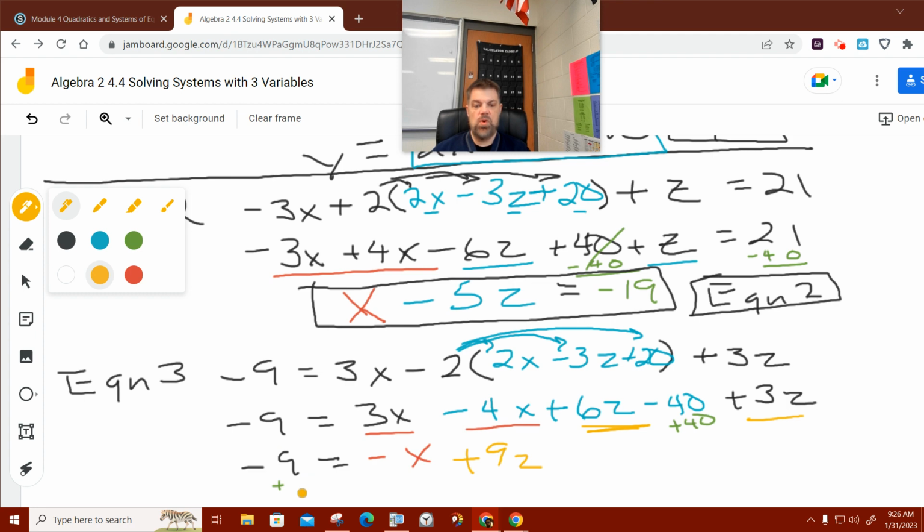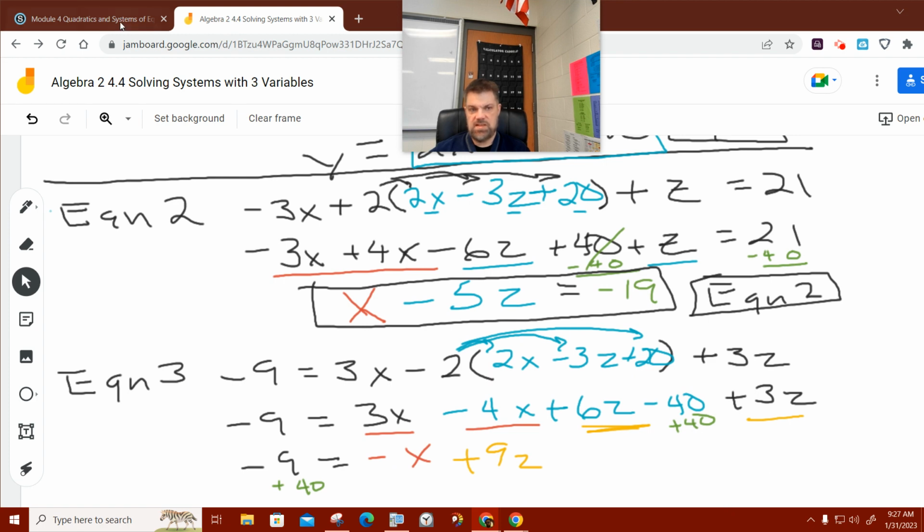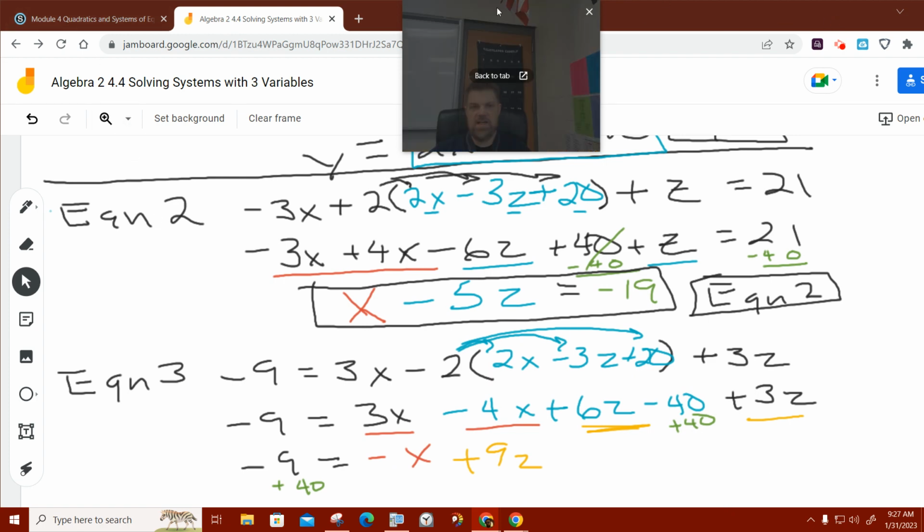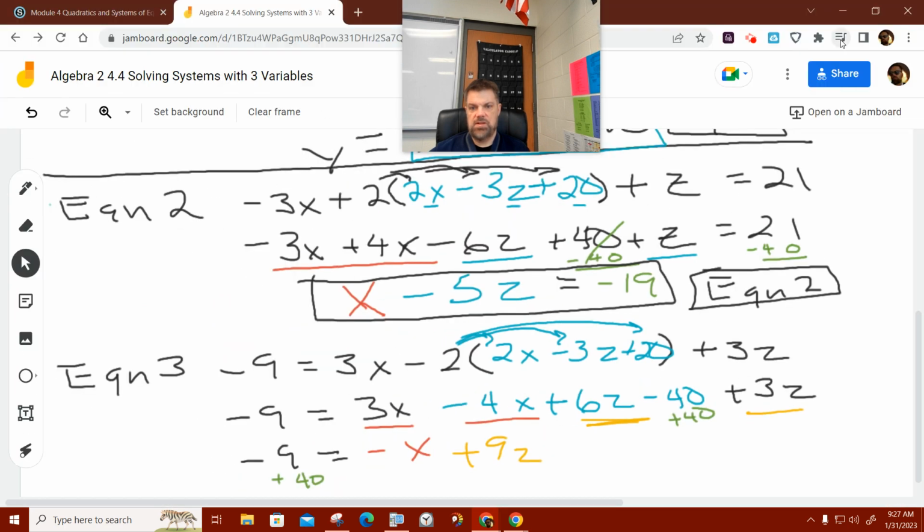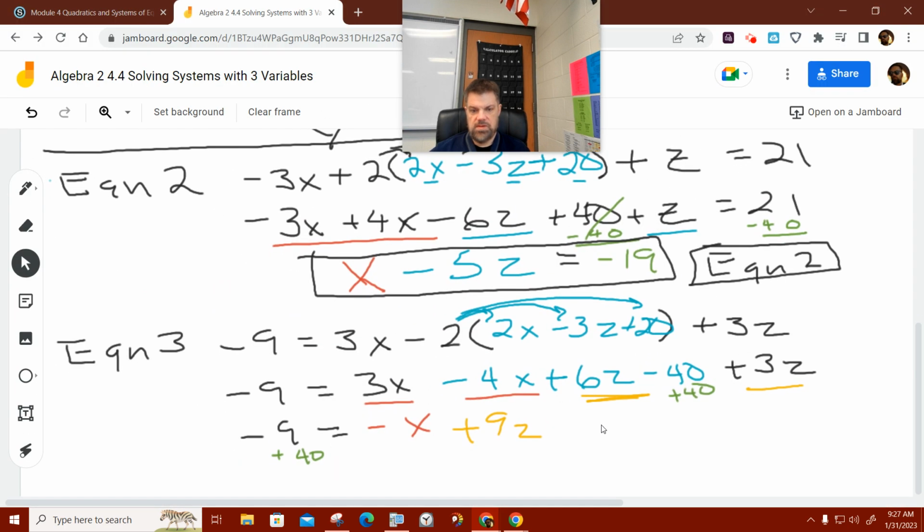When I add 40 to this side, am I running out of space? Yeah, I am. This becomes, I'll have to write this over on the other side. This whole thing becomes, why is it that I can't see it? I see why. There we go. This whole thing becomes positive 31.